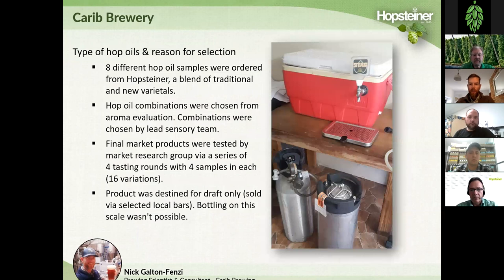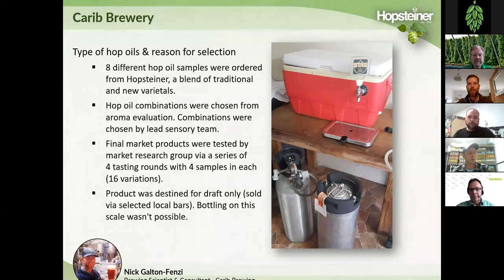So we contacted Hopsteiner, which are our original suppliers for all of our hop products. And we use CO2 hop extracts mainly, so it reduces all the losses of vegetal matter within the production line. The hop oil combinations were chosen by the four lead sensory guys. So that was the head brewer, head marketer, the draft beer manager, and myself. We selected the products based on their aromatic profiles.